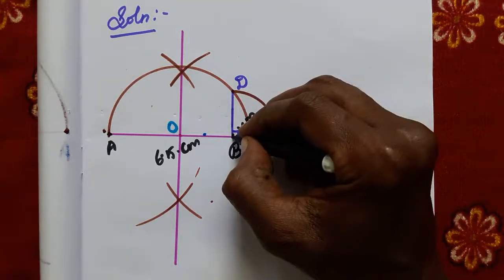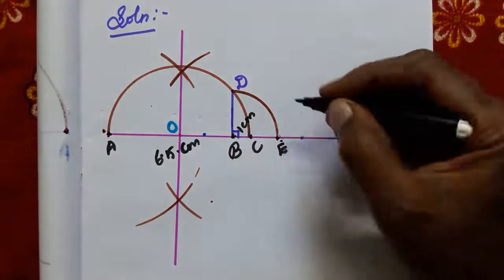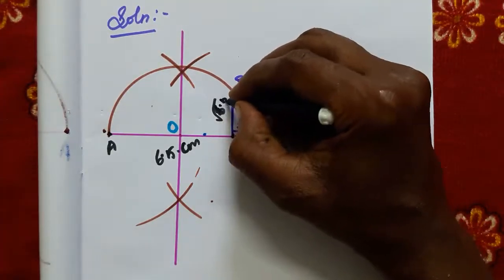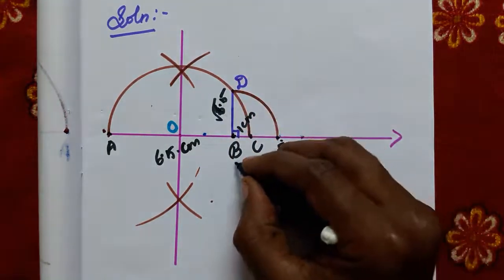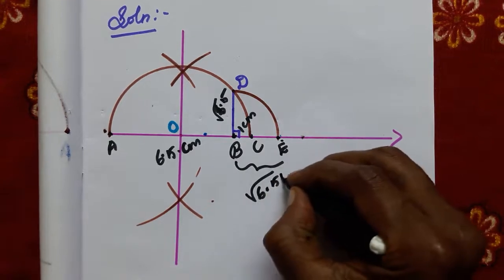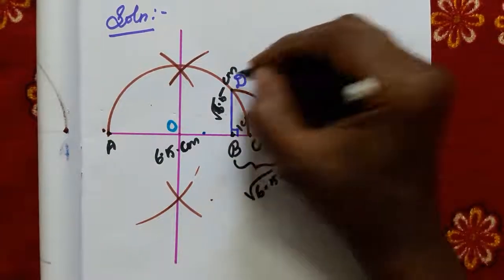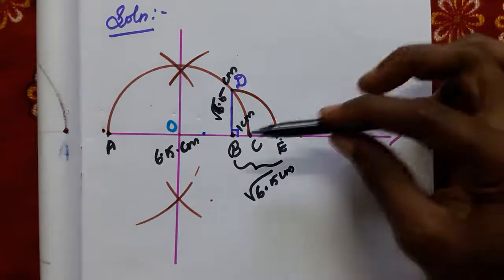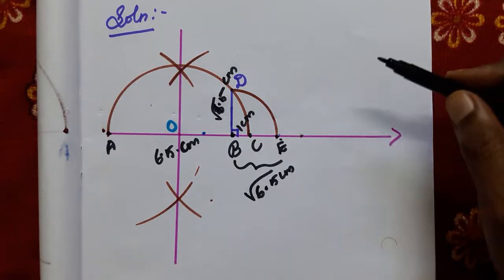Now BD is equal to root 6.5. This is root 6.5. This is also root 6.5 centimeter. Root 6.5 centimeter. Can you understand this? Very easy problem, no? Can you do this?